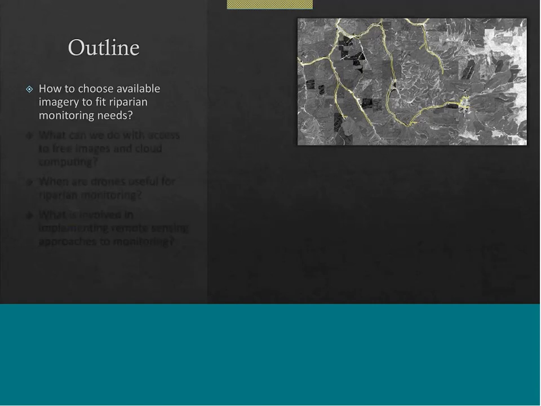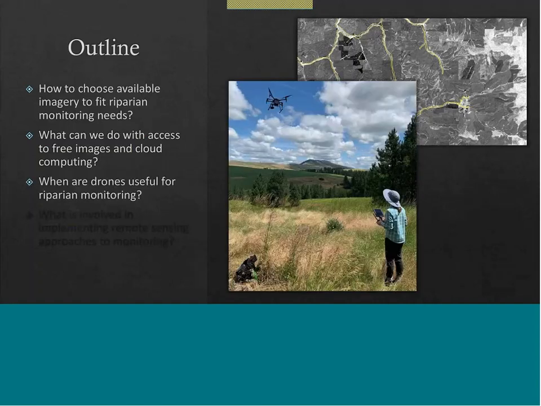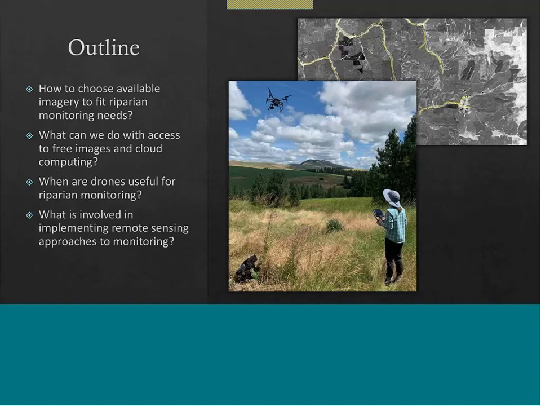So one of the things we'll talk about is how to go about choosing from available imagery to fit riparian monitoring needs or gaps. We'll go through some of the things that we found we could do with access to free images and cloud computing platforms. I'll explain what that means. Talk a little bit about when drones might be useful for riparian monitoring, and the more I think about it, I found it incredibly useful for promotional purposes and communication, storytelling, and potentially planning and design as well. And then something about what's involved in implementing these types of approaches to monitoring.